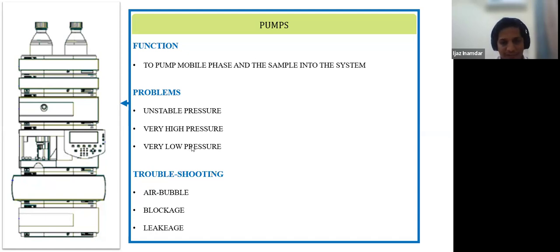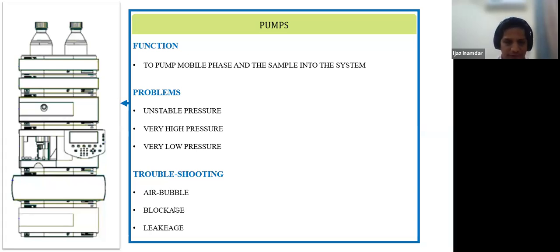So that means very low pressure. The most obvious cause for low pressure is a leak. If there is some leak in the system, your pressure will not be up to the mark. So you should start with leaks. There are other factors as well, but you should start looking there. The first thing that you should look for when the pressure is very low is leaks. If there are any leaks in the system, resolve those leaks. Then you're good to go.